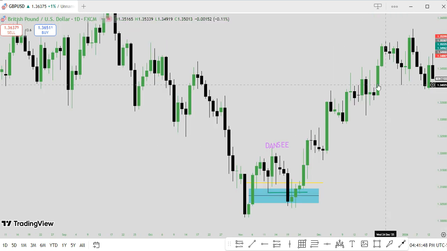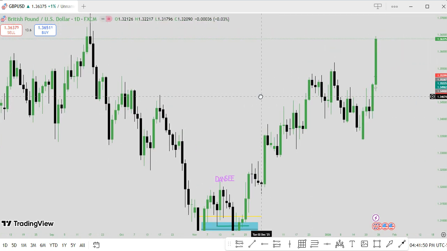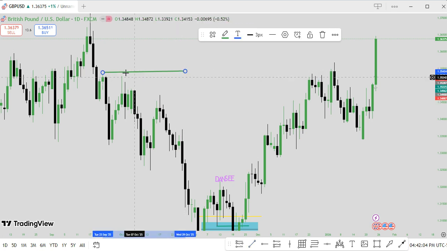Okay, you see the gap here. You see the relative equal high. Let me mark it out for you. You can see the relative equal high. You can see the gap here. Market traded directly without doing any other thing.